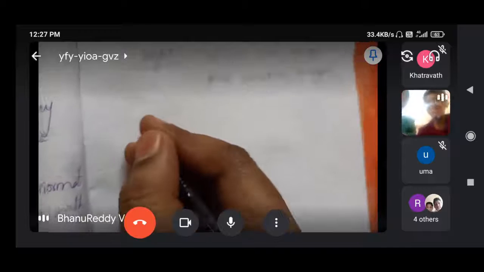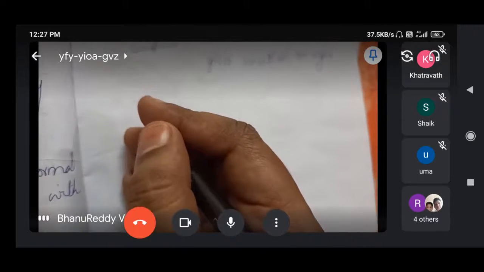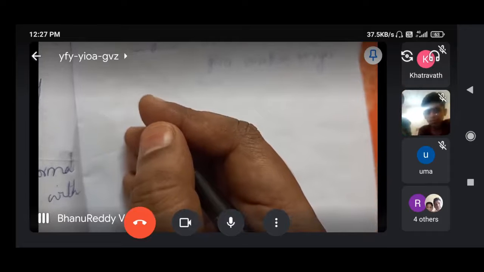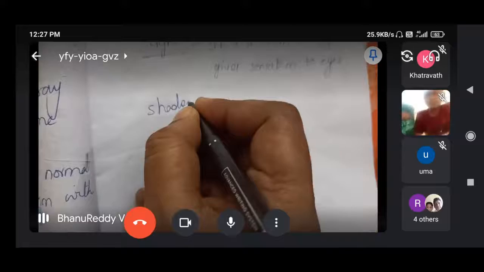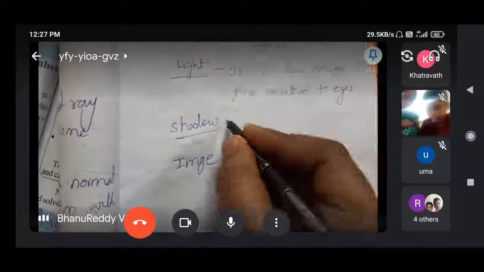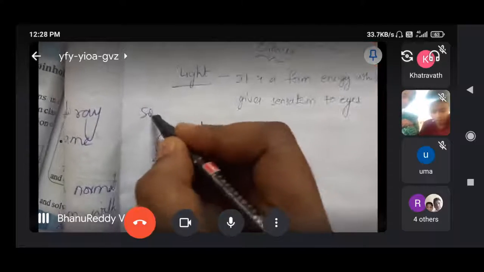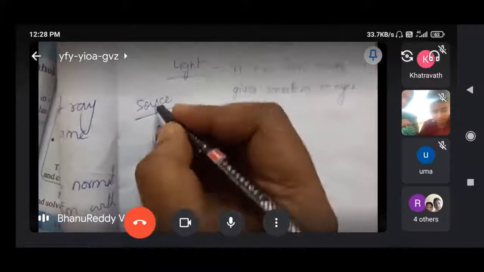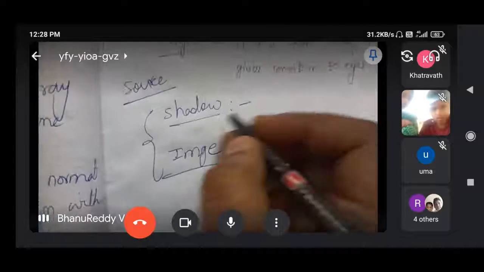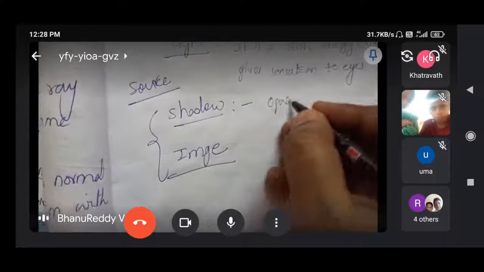Light always selects a straight line path. And the source of light, an opaque object and a screen are needed to form a shadow. About shadows we have discussed in 6th class, and about images too. For both of these we need a source of light, like sunlight, and for a shadow we need an opaque object.